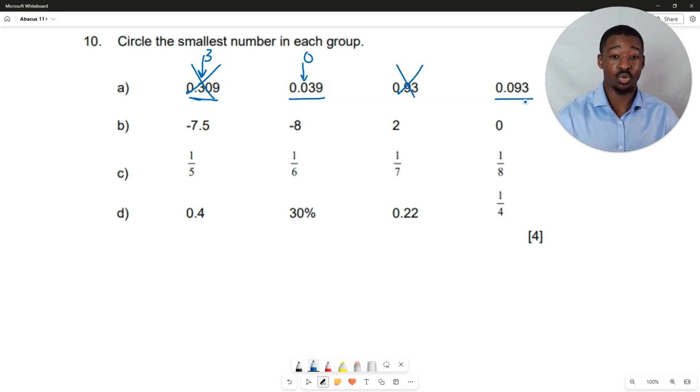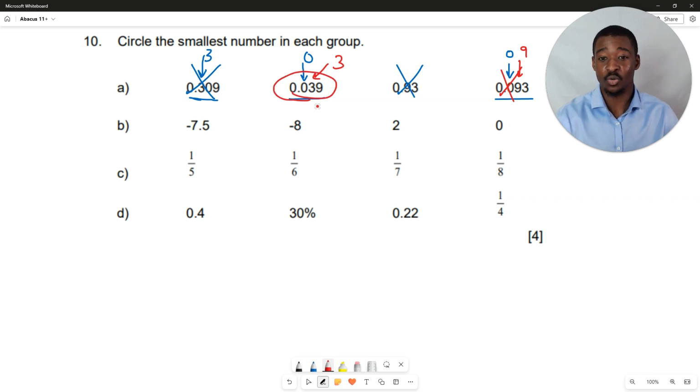We have 0.093. So here for both of these numbers in our tenths column, we have a 0. So now let's move on to the hundredths column. Here we have a 3, but here we have a 9. Now, because 9 is bigger than 3, this number here is going to be bigger than 0.039. And therefore, 0.039 is the smallest number.